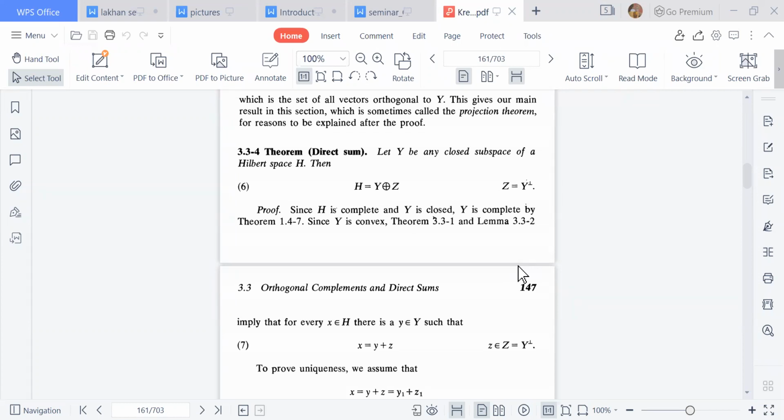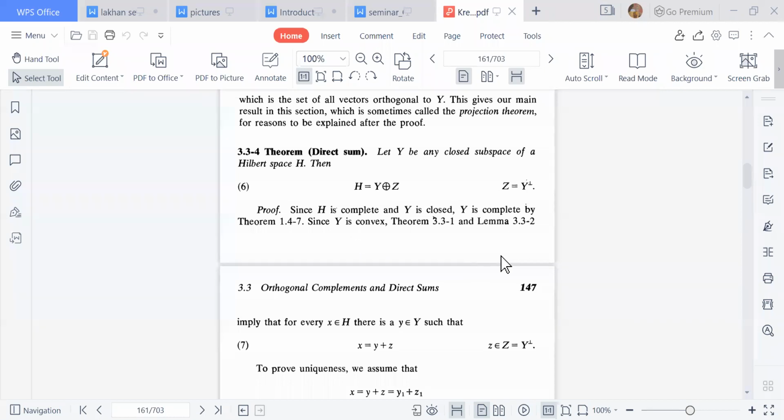If H is any complete metric space and Y is its subspace, then Y will be complete if and only if it is closed. And we have given Y be any closed subspace of Hilbert space capital H, that is, it is complete as a metric space, metric induced by the inner product. As Y is closed, Y is complete.